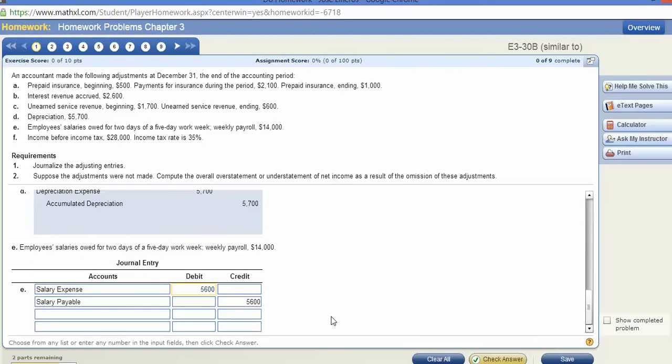Okay, we do this because when we are publishing financials, like we are here, making our adjusting entries, we truly do owe this. We truly do owe this $5,600, and we truly should show an expense of $5,600, even though we haven't paid it yet. That's the essence of accrual accounting.